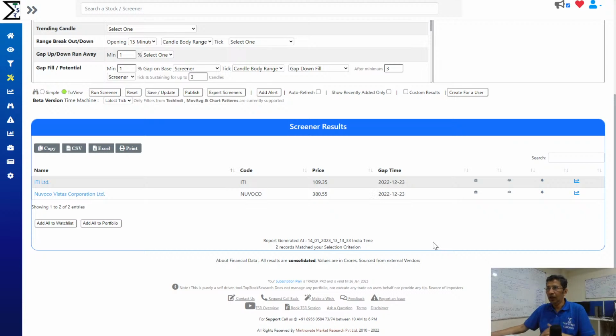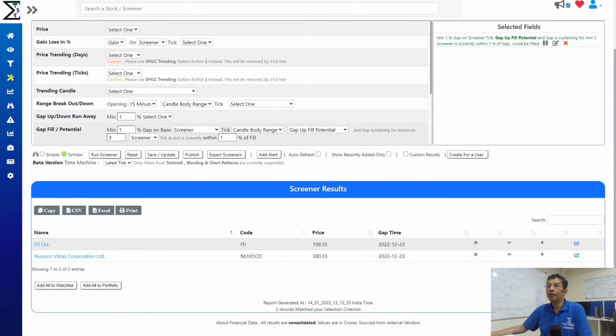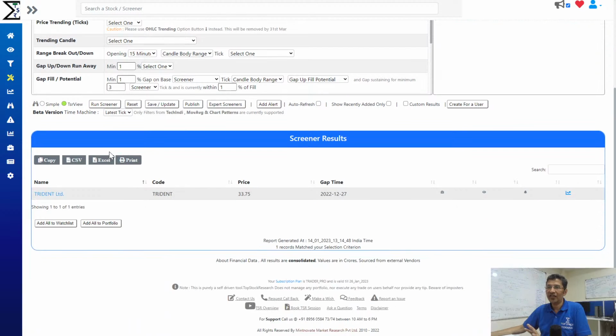Now, sometimes you would want to know if the gap is about to get filled, right? So there's another screener for that, which we call gap up fill potential, right? So where the minimum gap is 1%, and gap sustaining, that means from the gap to the latest period, there are minimum 3 ticks and it is within 1% of the fill. Okay, let's try to find one.